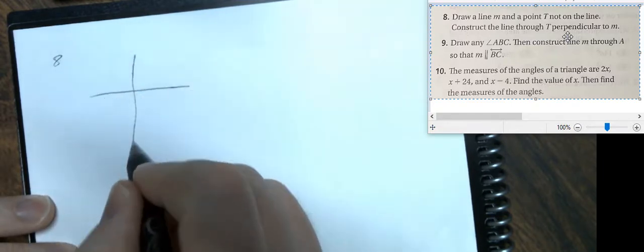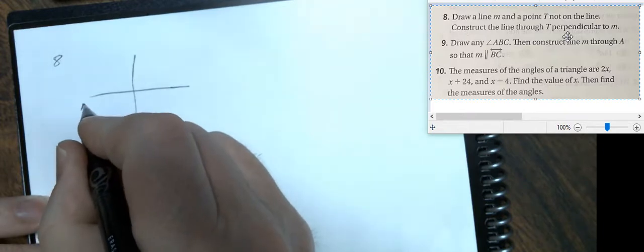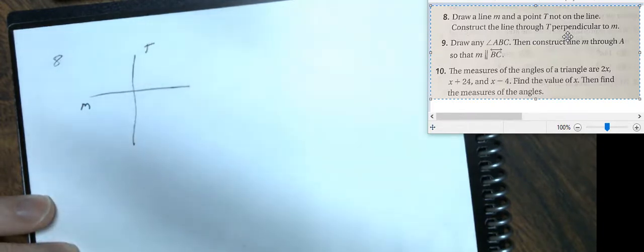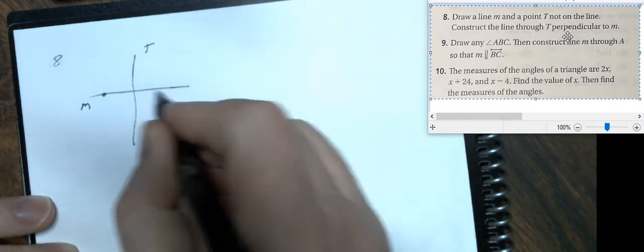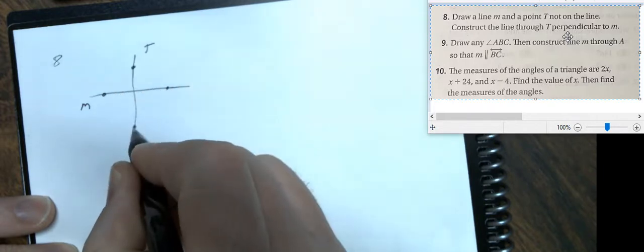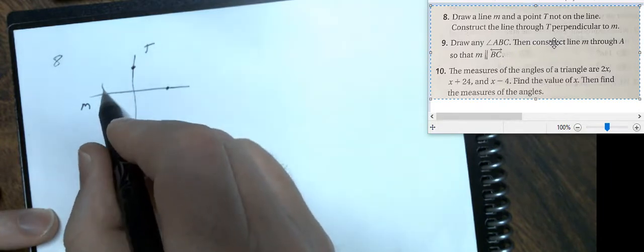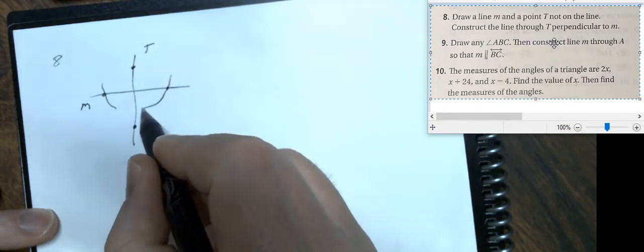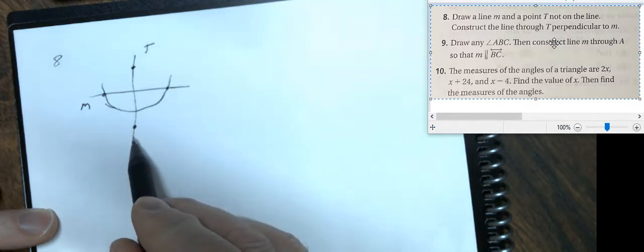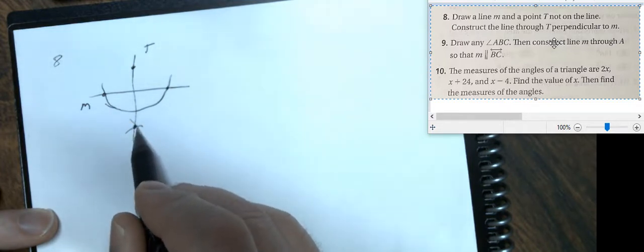So the first thing we're going to do is create a perpendicular line. We're going to call one M and one T. And then basically you're going to place 2 points on each of those lines. Okay? And then when it says construct a line through T perpendicular to M, and a point T not on the line, they're looking for it arbitrarily. So what they're looking for is this connection between these 2 points, but not on the line of T. And so that's what they're looking for.